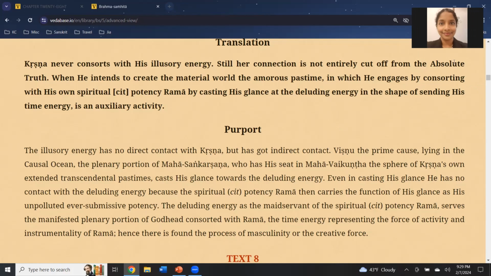That example was very much appealing. We could understand how it could have happened in the process of creation, how the Lord operates without being in direct contact with the material energy. It was a really nice example.